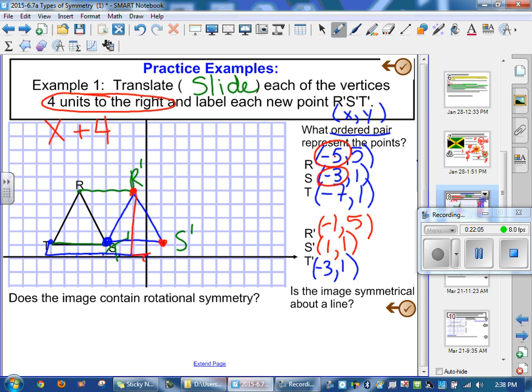Now, how do I know those numbers exist and that's where they are? It's because we always start at 0, 0 in the middle there, just like we do with our graphing unit for linear relations. We always start at 0, 0 in the middle, and then we find our point from there.